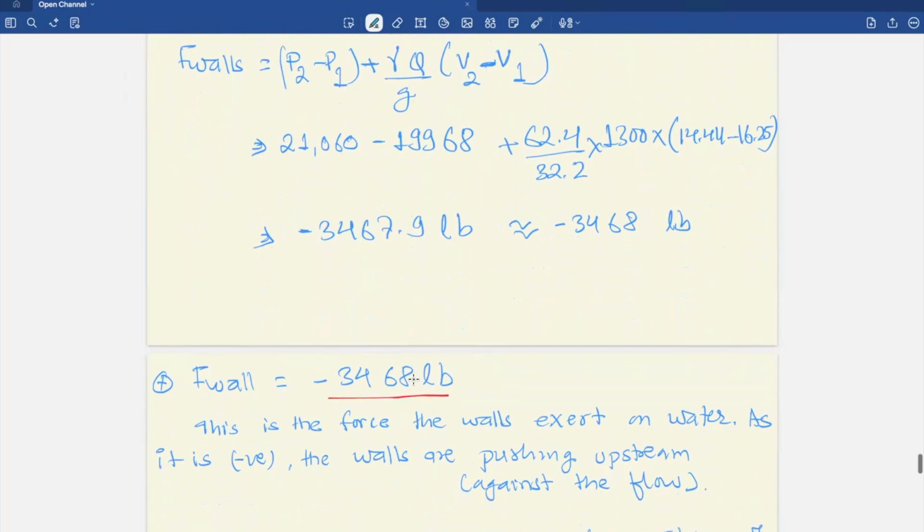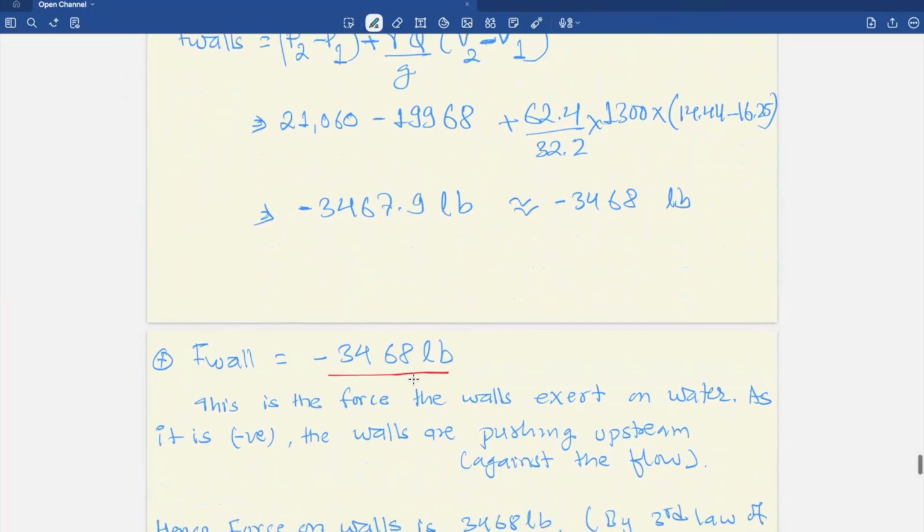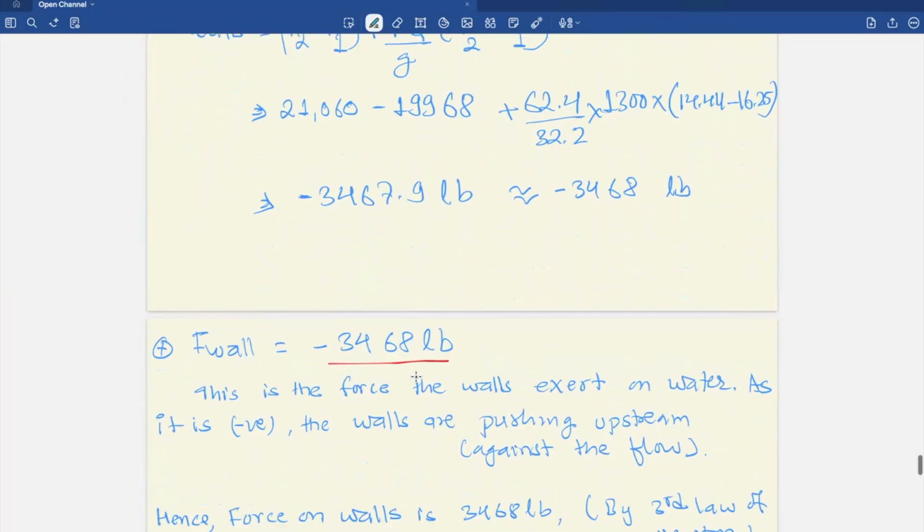This negative sign tells us walls are pushing upstream against the flow direction, and by Newton's third law, water pushes on the walls with an equal and opposite force, that is 3468 pounds in the downstream direction.